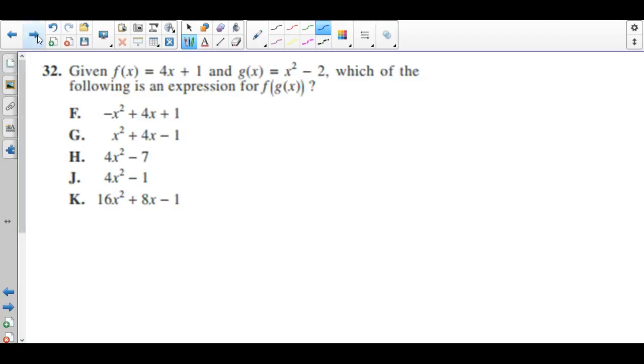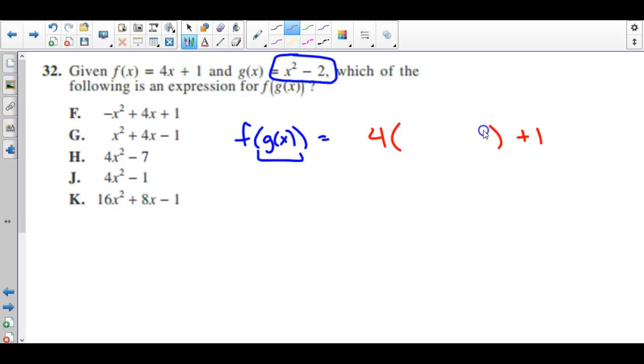Halfway. Alright, so given these 2 expressions, this is what's called a composition. So f of g of x. What that means is I'm going to take my g of x function, which is this, and I'm going to substitute this in for x in my f of x function. So I'm going to basically rewrite my f of x function, which said 4x plus 1, but instead of putting an x here, I'm going to write x squared minus 2.